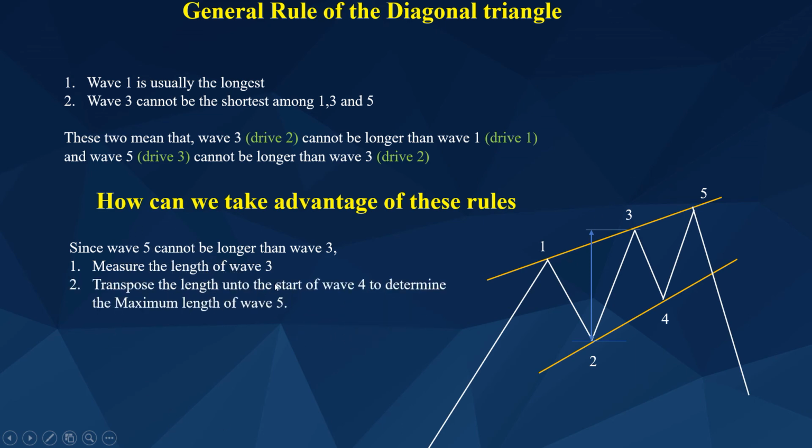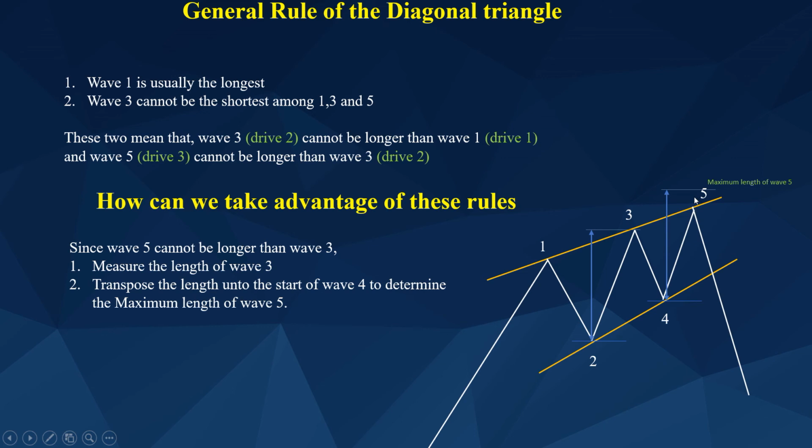Then we transpose the length onto the start of wave 4 to determine the maximum length of wave 5. Since this 5 cannot be longer than 3, we can use wave 3 to estimate the extent which it cannot exceed. So now we're going to move this measurement onto 4. Okay, so now this is the maximum length of wave 5. Wave 5 can never go beyond this.